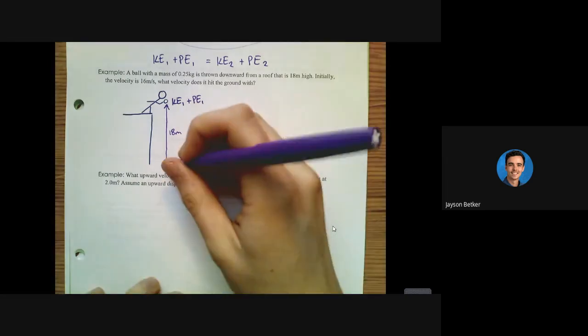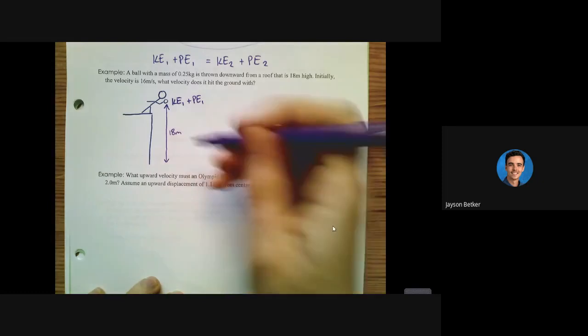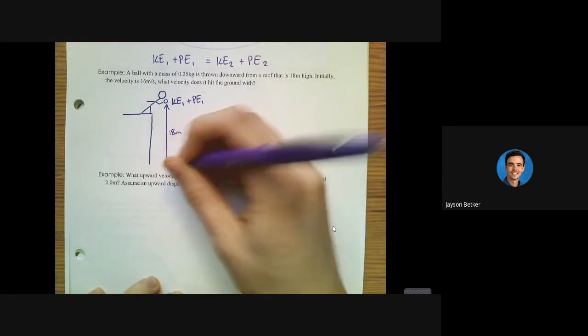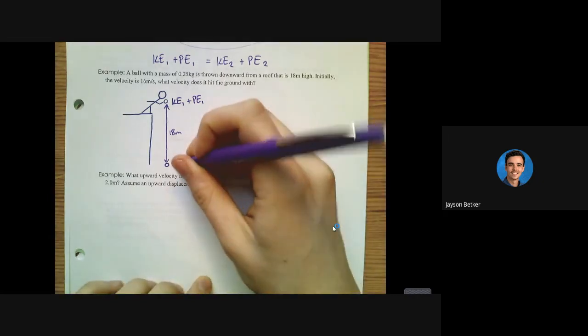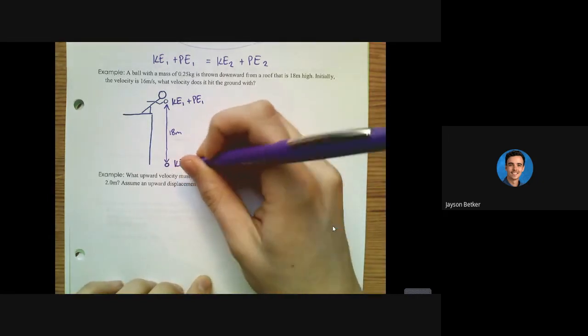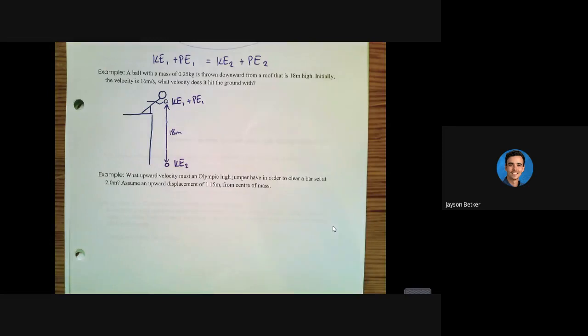And then once the ball is thrown, we're trying to find what velocity does it hit the ground with. So not what velocity is it right after it hits the ground, because we all know that would just be 0. It's what velocity does it have when it hits the ground. And that would be KE2. But when it hits the ground, there's no height. So we don't have a potential energy for the final.